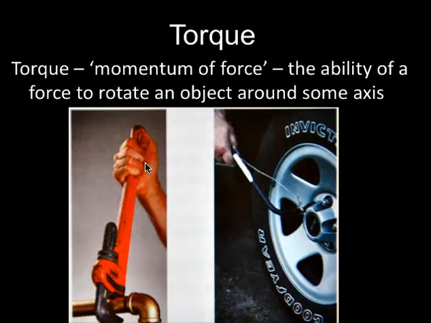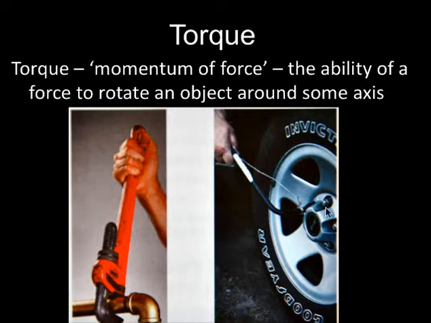Torque produced by the force depends on the force and on one more thing. Well, first of all, what is torque? If we apply force and it rotates the object relative to the axis of rotation, then we can talk about torque. So here's what you need to write down. Torque is the ability of a force to rotate an object around some axis.